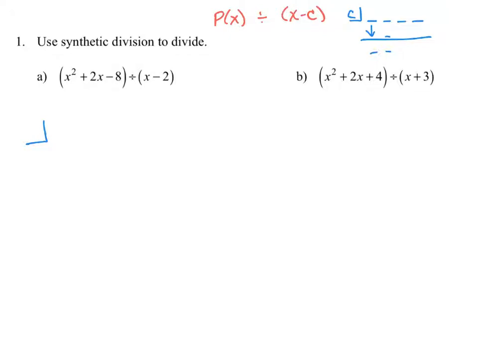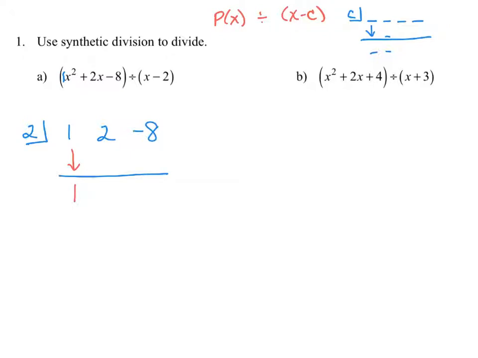Since we're dividing by x minus 2, we're going to put a positive 2 in the box. And we're looking at just the coefficients of the original polynomial. Here we have 1x squared with a coefficient of 1, plus 2x, the coefficient is 2, and the last constant term is negative 8. I'm going to leave a space, and this is our setup for this type of synthetic division problem. The very first coefficient you're going to bring down below the line.